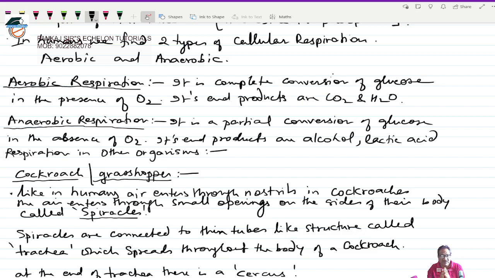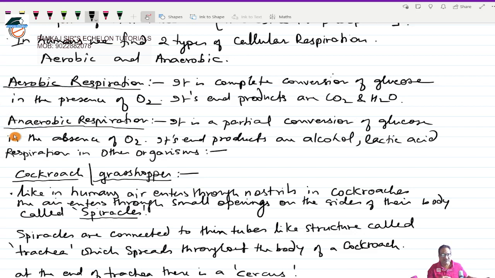Now this aerobic respiration requires a lot of oxygen. It happens only in the presence of oxygen. If oxygen is low, aerobic respiration is not possible. The second thing you have to remember is that the end products of aerobic respiration are carbon dioxide and water. Along with that you get 38 ATP molecules, that is the energy part, but carbon dioxide and water is something that you will get as a product.